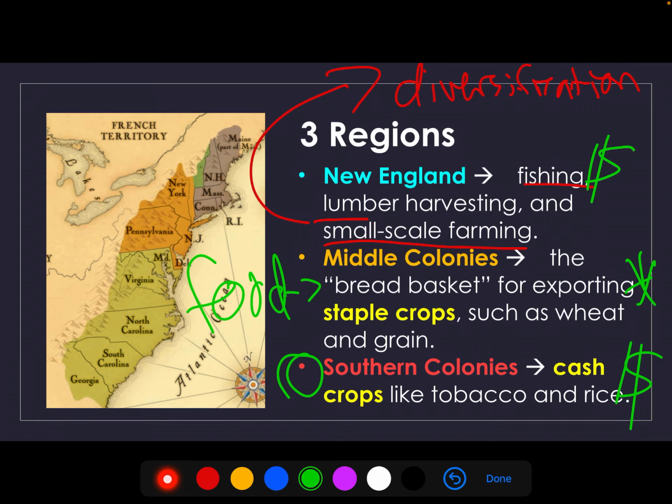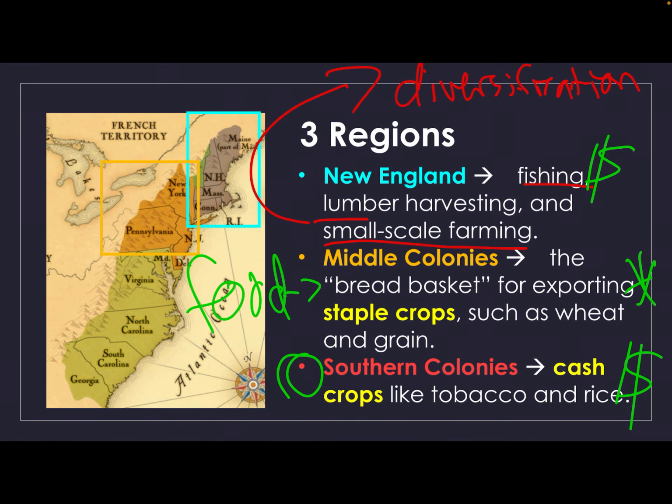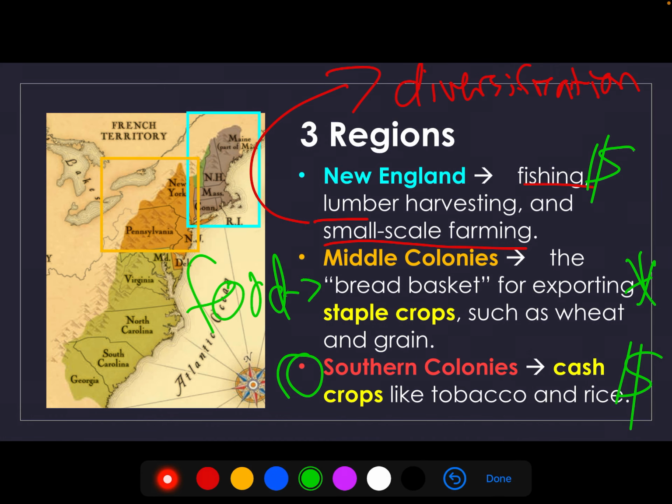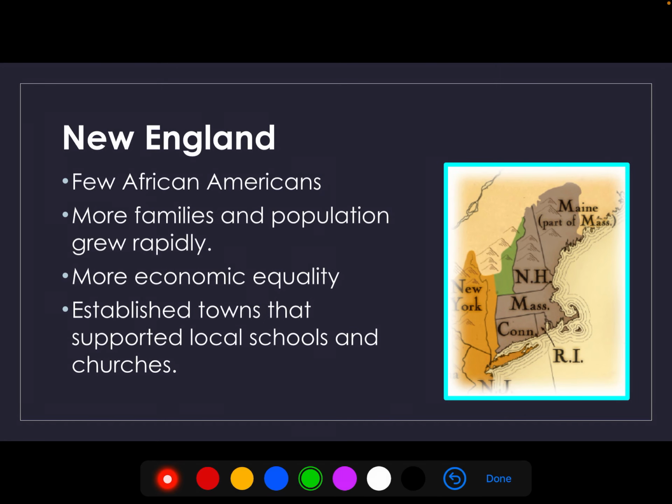Staple crops, subsistence farming, stuff that you live off of. And then the southern colonies, that's where the cash comes in. So you've got money here, and then the middle colonies are feeding everybody. So that's really how it works. But again, the important takeaway here is this economic diversification from the New England colonies. That's going to be huge moving forward.